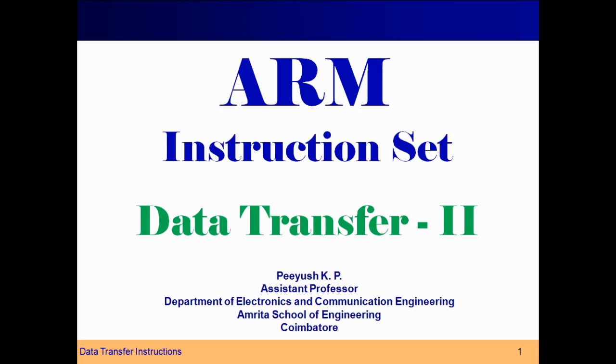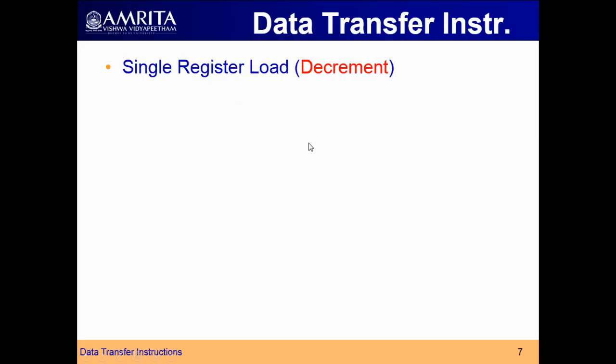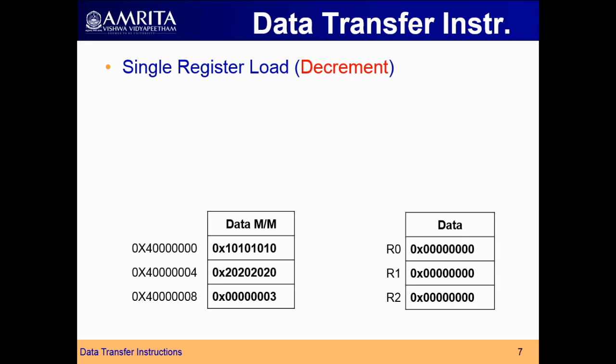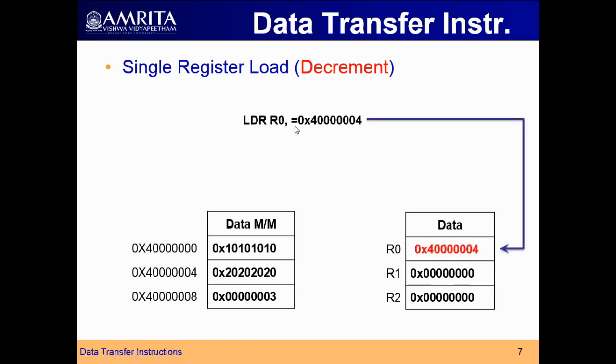In this lecture, we are going to deal with the second part of data transfer instructions present in ARM. Till now, we have seen pre-indexing, where the address was incremented by an offset value. Now, we are going to see an instruction where the address location will be decremented by an offset. So, again, we will see the example.